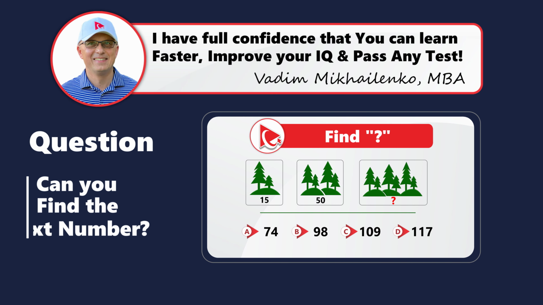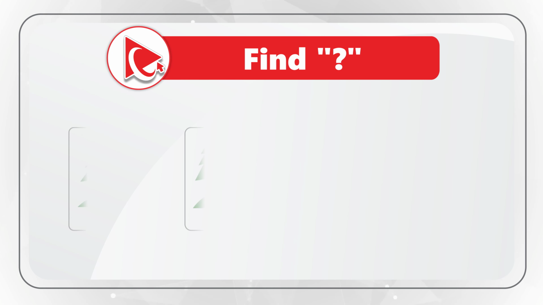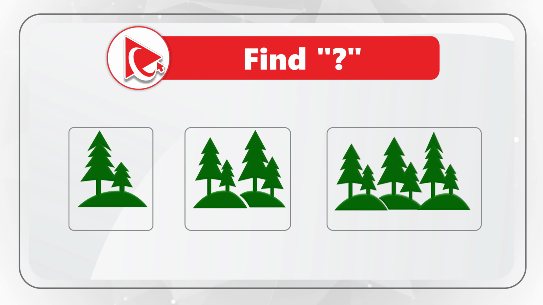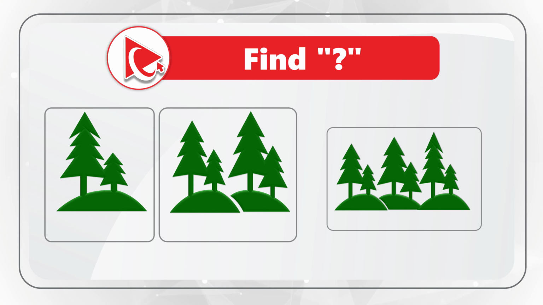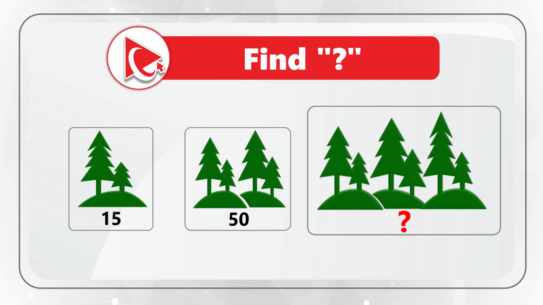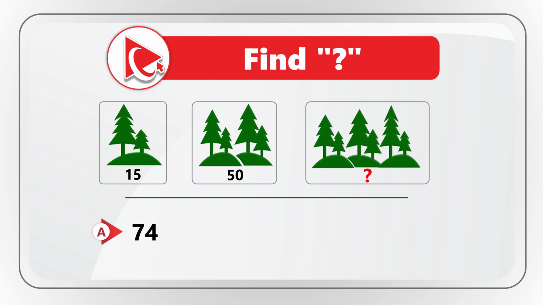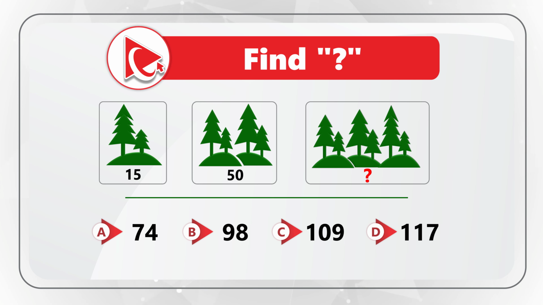Here's a tricky problem which you might find challenging to solve. You're presented with 3 images and you need to find the missing number. All 3 images have berms and evergreen trees on top of the berms. The first 2 images have numbers 15 and 50 at the bottom, and the third image is missing the number and instead has a question mark, which you need to calculate and select out of 4 possible choices. Choice A, 74. Choice B, 98. Choice C, 109. And last but not least, choice D, 117.